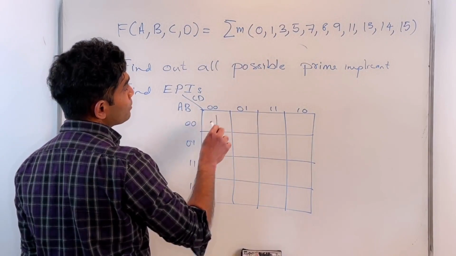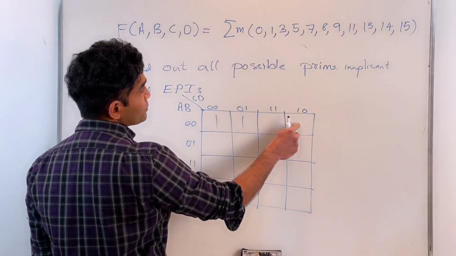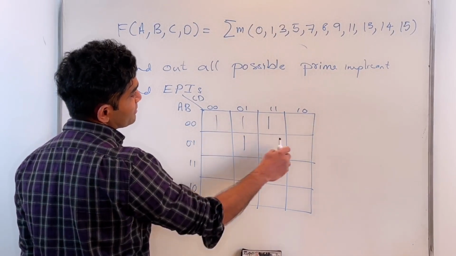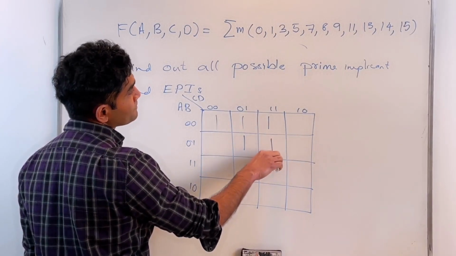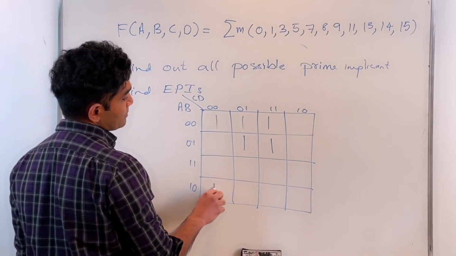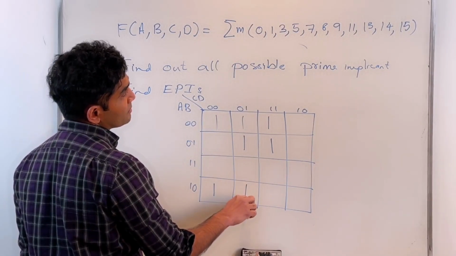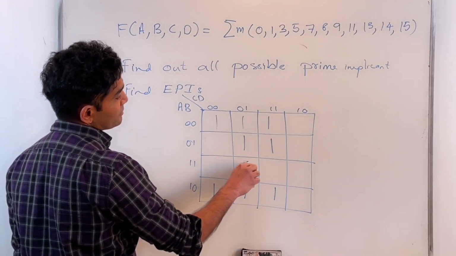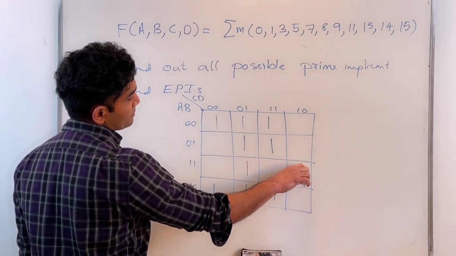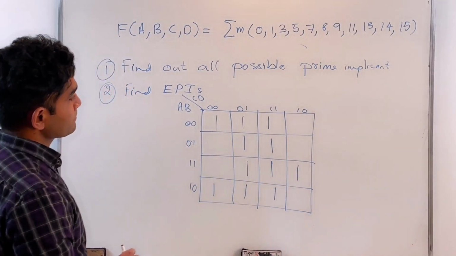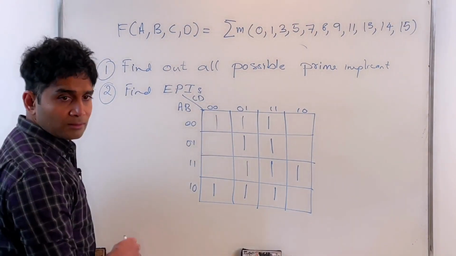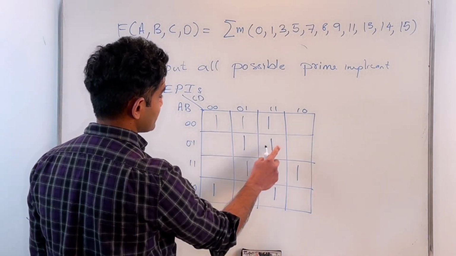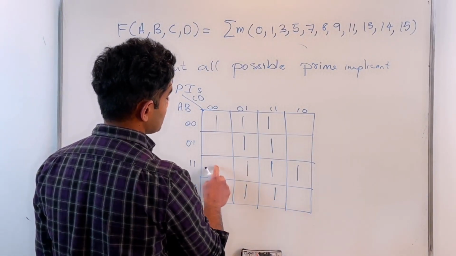So that's 0, 1, that's 2, 3, 4, 5, 6, 7, 8, 9, 10, 11, 12, 13, 14, 15. Okay.